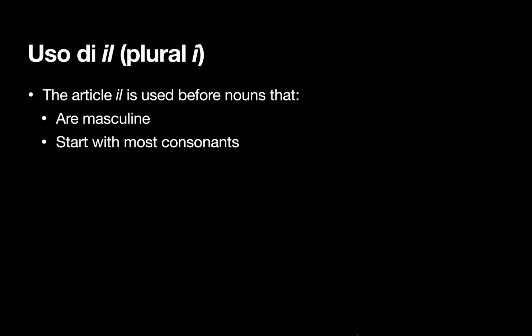The article il, whose plural is i, comes before nouns that are masculine and that start with most consonants. That "most" we're going to talk about in a slide or two. So il cinema, il bar, il ristorante. Those are some of the kinds of nouns that will use il, and then i cinema would be movie theaters, or i ristoranti would be the restaurants.